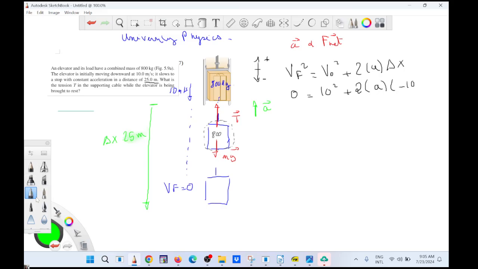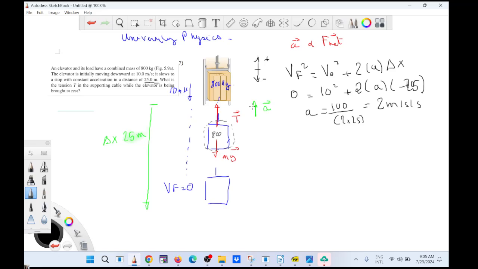This is 25, so minus 25. Okay, so you solve for a. The acceleration will be 100 divided by 2 times 25. That's going to be 2 meters per second squared.